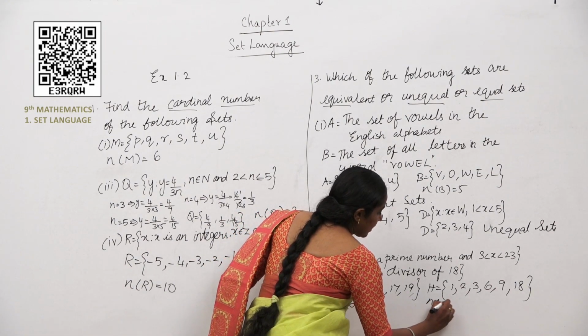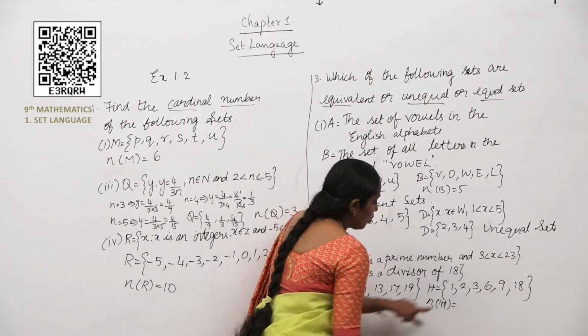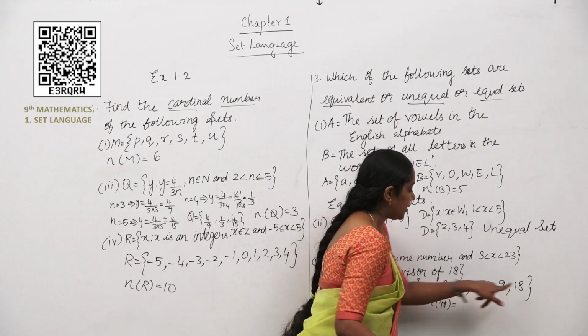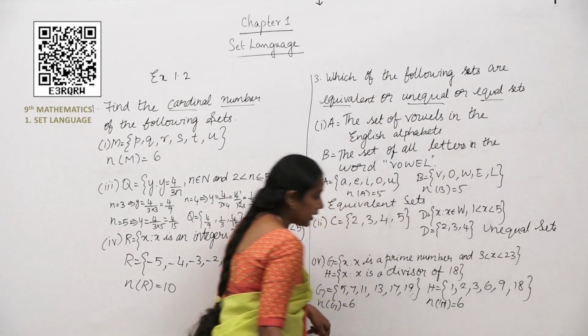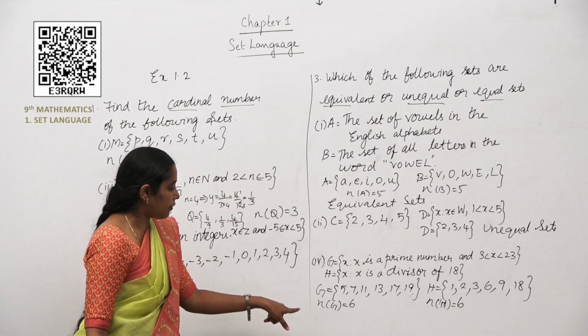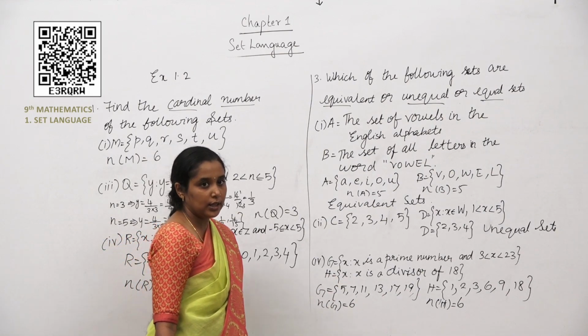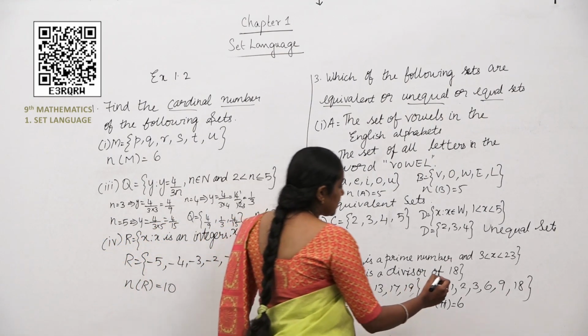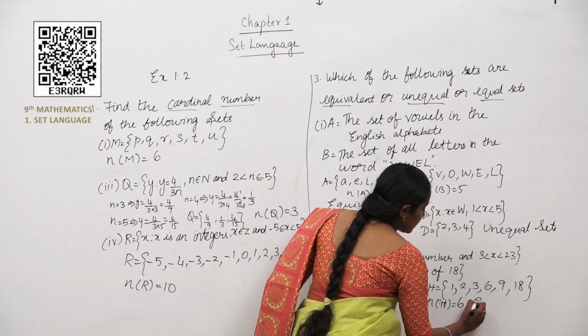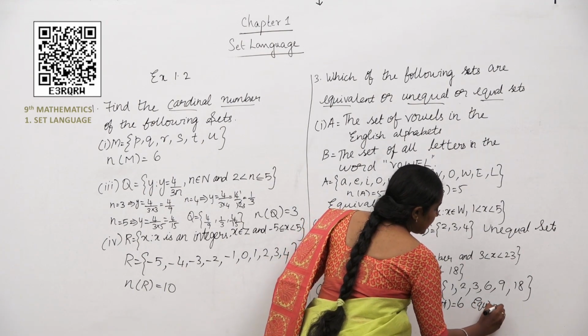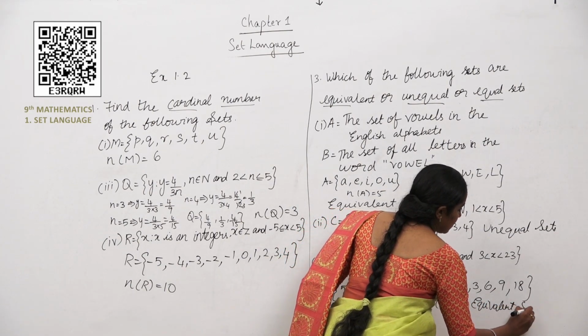Next one, in set H, how many elements are there? 1, 2, 3, 4, 5, 6. So here the number of elements is the same. n(G) is equal to 6, n(H) is equal to 6. So what can you say? It is an equivalent set.